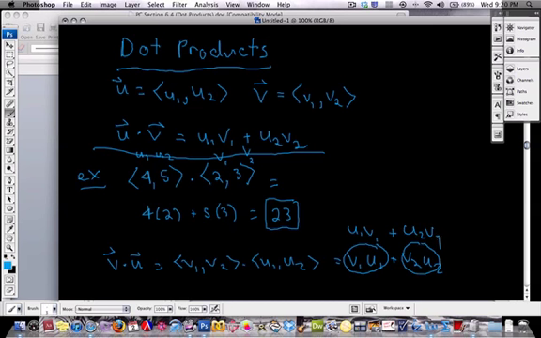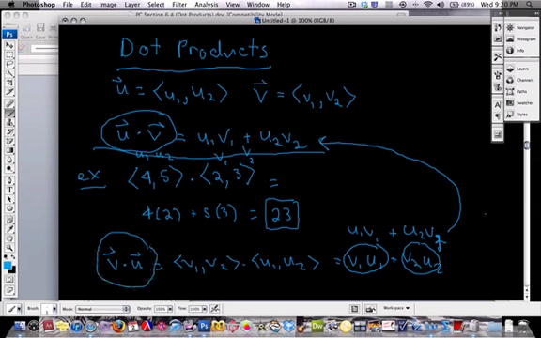Got a malfunction there with the pen. It's supposed to be v2. Okay, the point is that this is the same as that. So u dot v is the same as v dot u. So dot products are commutative.